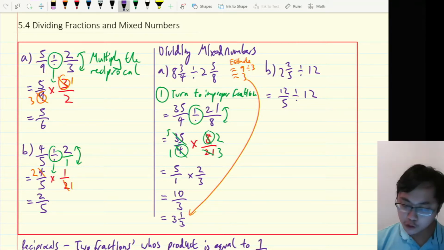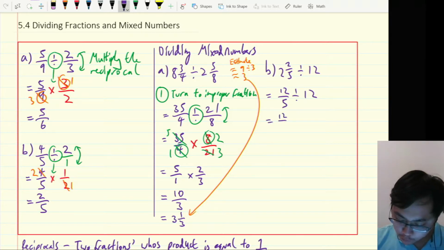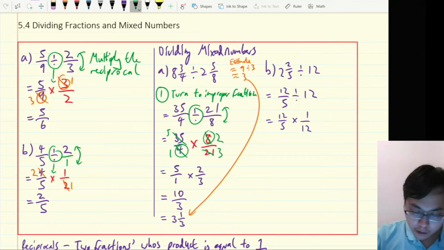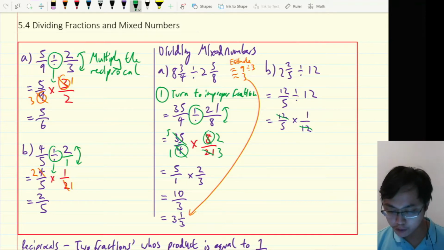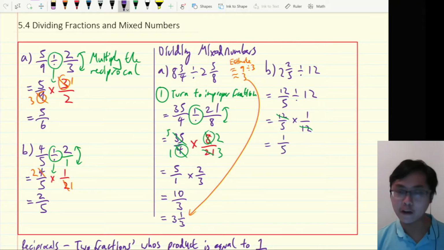Now I'm going to swap the divide into times, and I'm going to multiply by its reciprocal. 12's reciprocal is 1 over 12. And so let's rewrite this. That's 12 over 5 multiplied by 1 over 12. Hey, and this is such an easy question because this 12 and the 12 will directly cancel out. And so our final answer is just 1 out of 5.